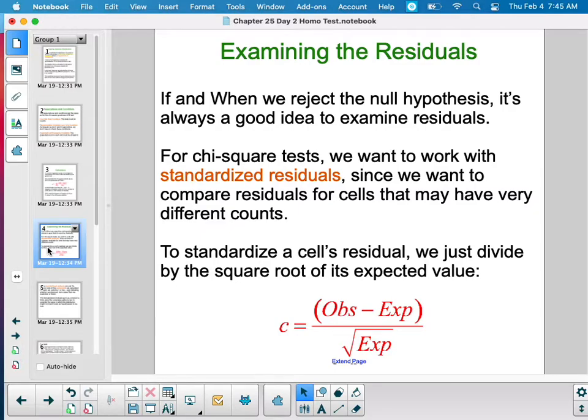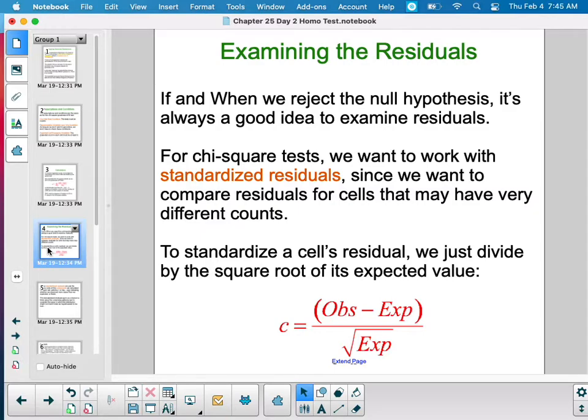If and when we reject the null hypothesis, it is always a good idea to look at the residuals. In other words, what is the observed minus expected? A residual is the square root of the observed minus expected divided by the expected value. In other words, it's the square root of the chi-squared, right? Because the chi-squared statistic is observed minus expected squared divided by expected. The difference is the residual is going to be positive or negative. So when we're talking about residuals for the cells, it's the square root of the chi-squared value for that cell.